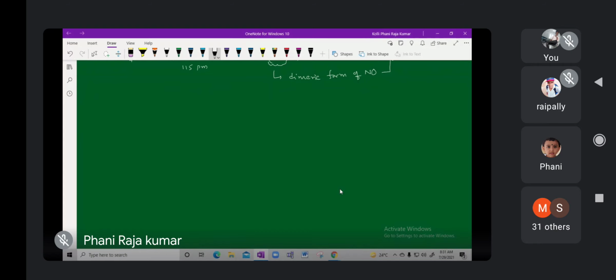Next point. NO converted into NO plus. In NO, bond order is 2.5 according to MOT. In NO plus, bond order here is 3.